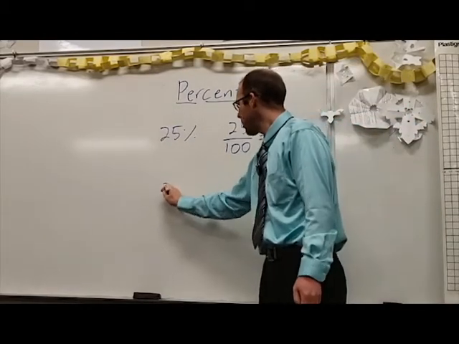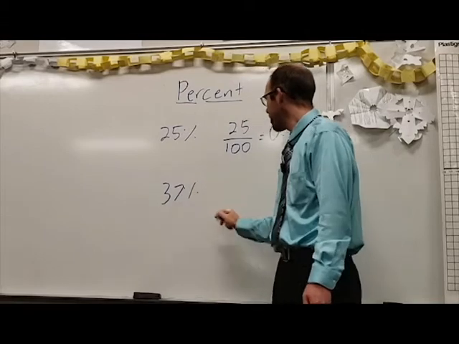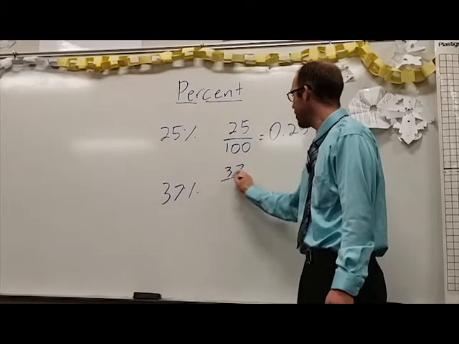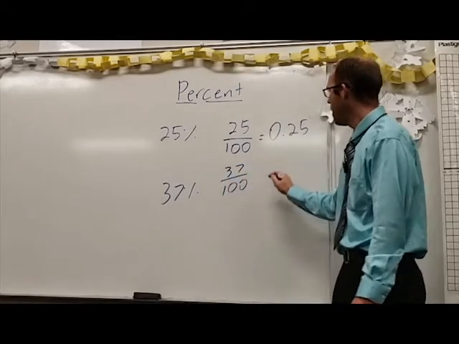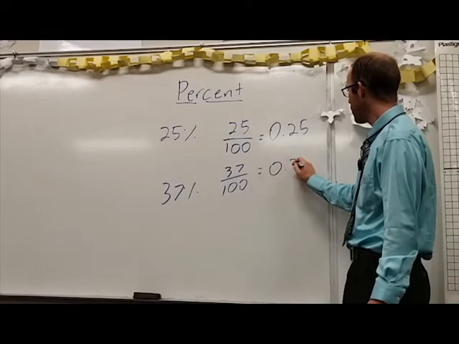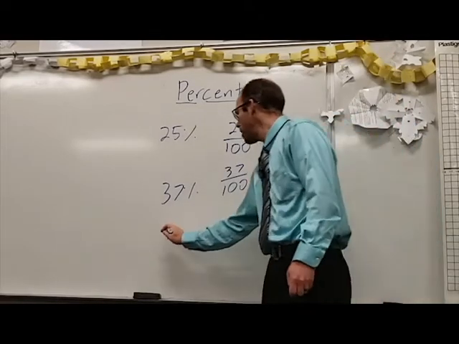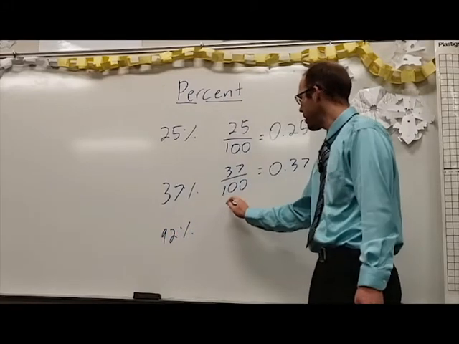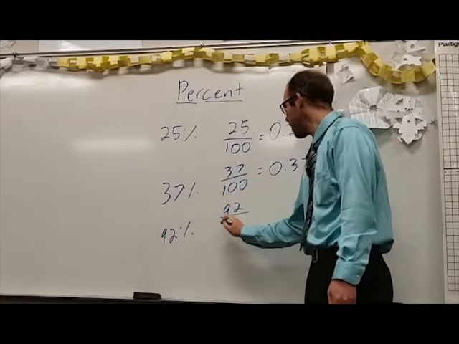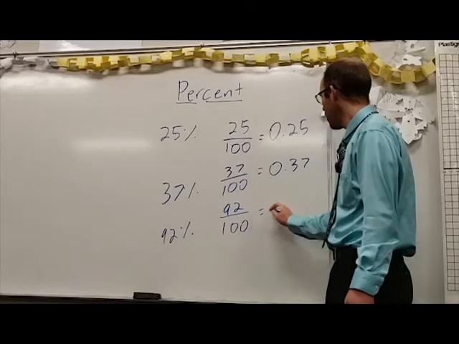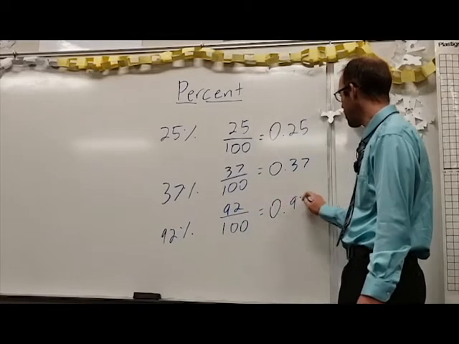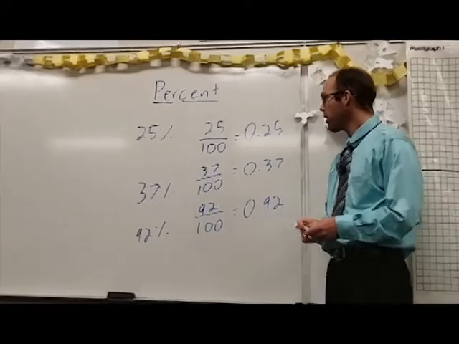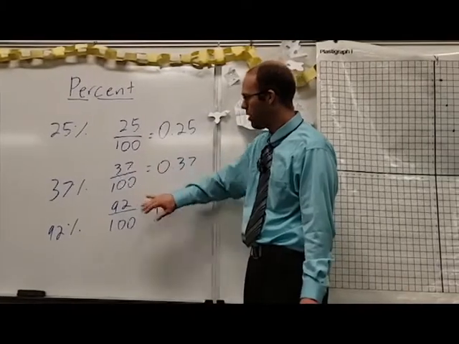Let's do a couple more. Let's do 37%. That would be 37 divided by 100, and we get 0.37. One more. Let's do 92%. That would again be 92 divided by 100, or 0.92. Now, I'm not going to do this division every time because we can notice a shortcut.